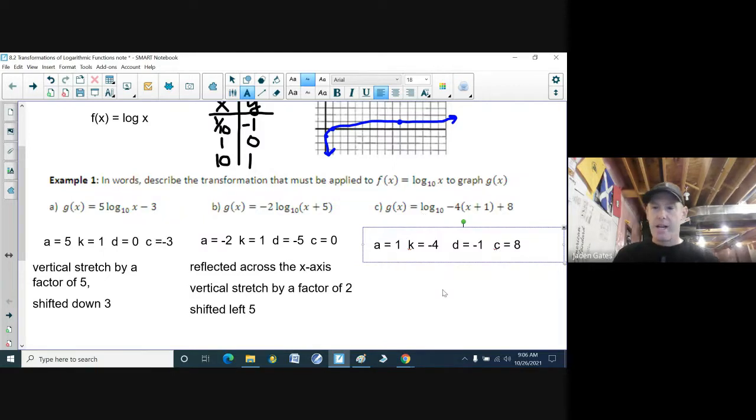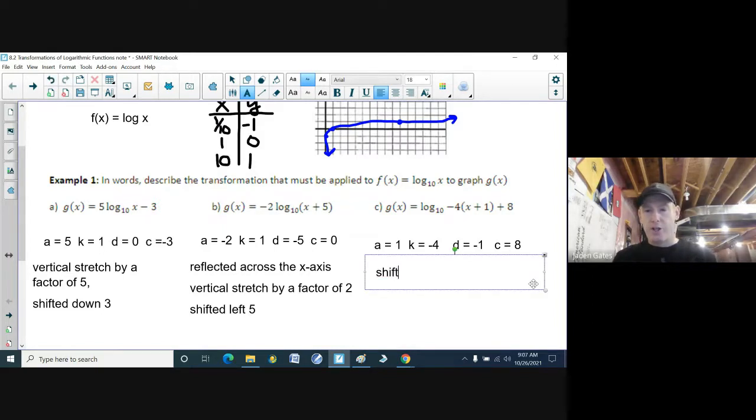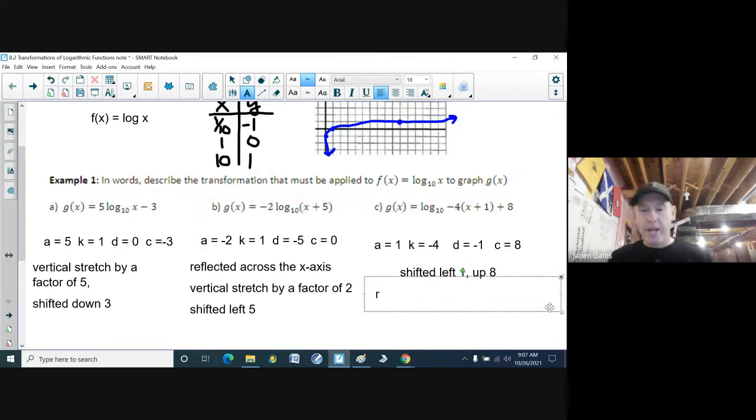All right, now here's where things get a little different. First of all, the negative sign on the k. Actually, I'm going to do the d's and c's first. So first off, the easy part, the shifting. It is shifted left 1, up 8. There we go, that's dealing with the d and c. Now we get to the k. First off, the negative sign means we have a reflection across the y-axis.